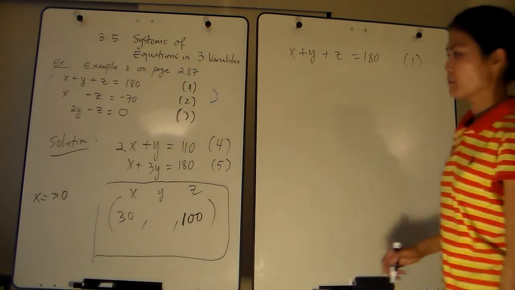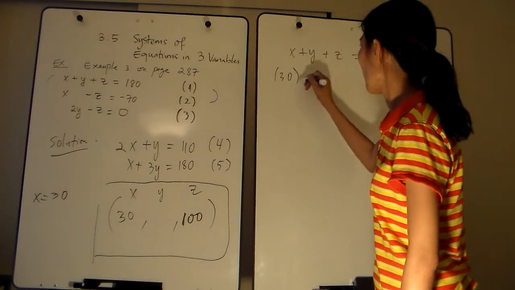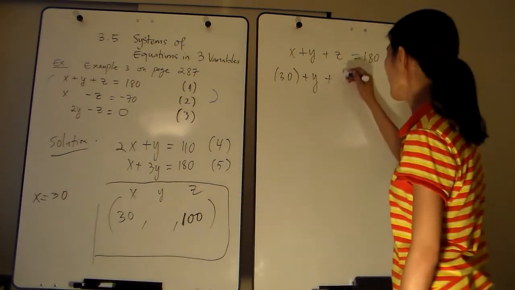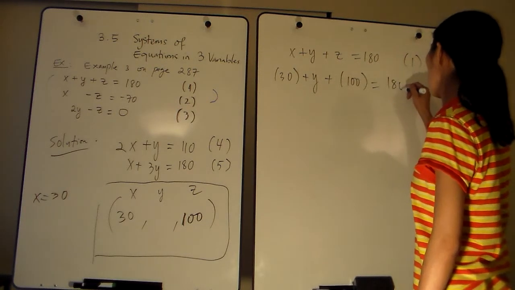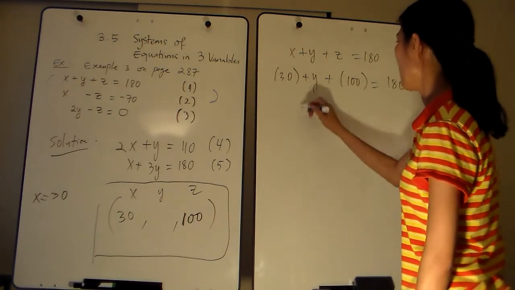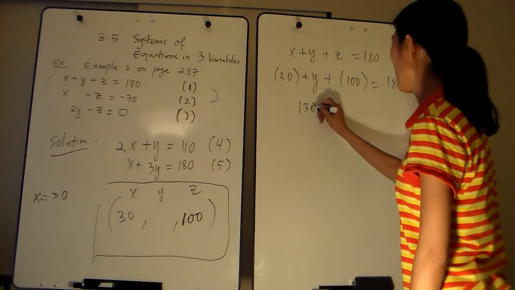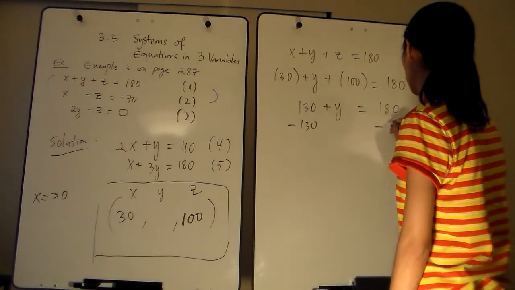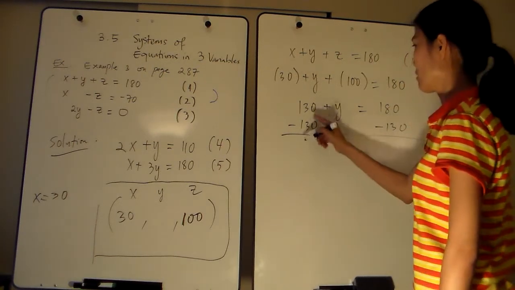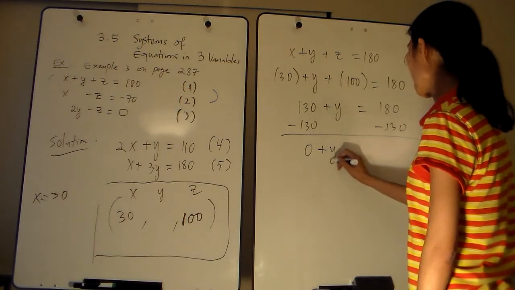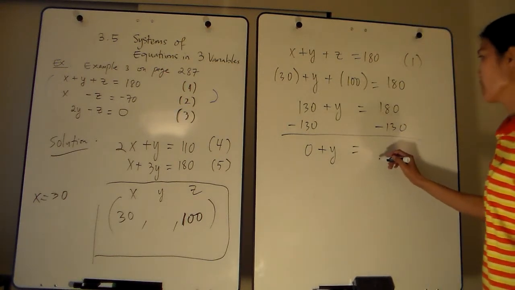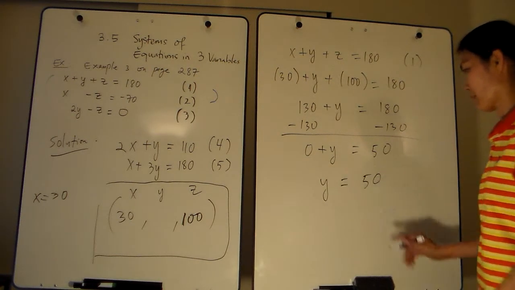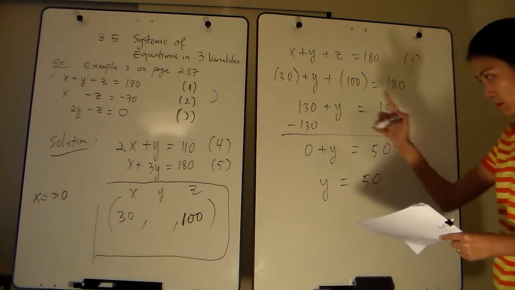Okay. Substitute x equals 30. And y, we don't know y, so y here. Substitute 100 for z. All right, simplify: 30 plus 100 is 130 plus y equals 180. To solve for y, we subtract 130 on both sides. 130 minus 130 is 0 plus y. 180 minus 130 is 50. 0 plus y is y equals 50. So we have y equal to 50.